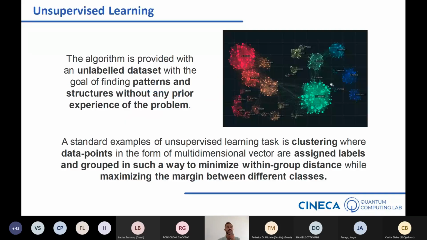Okay. So unsupervised learning: you have an unlabeled dataset and your goal is to find patterns or structure in this dataset without prior experience of the problem. So you don't have labels or anything. The standard example in the unsupervised learning world is clustering, where you have some data points in the form of multidimensional vectors, and you have to assign labels, like in this picture here. You have to group vectors, which means data, in such a way as to minimize the distance between elements that belong to the same group and maximize the margin, the distance between different classes.